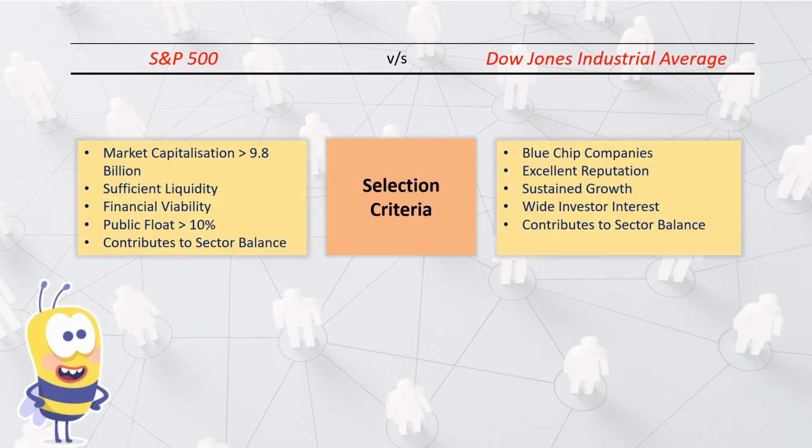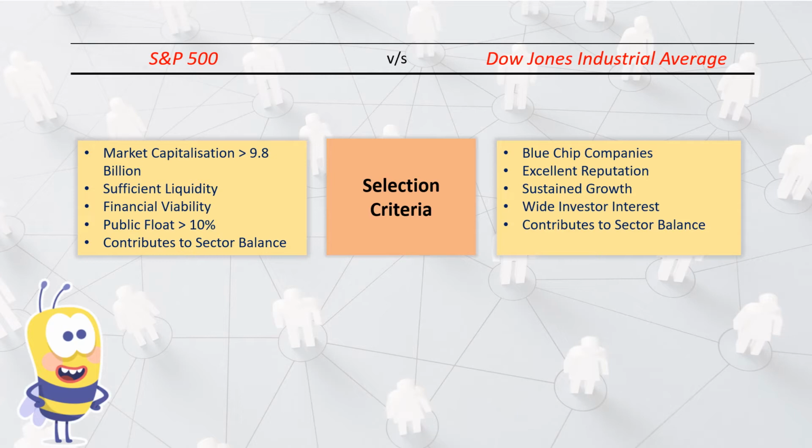Now if we look at the selection criteria, companies whose stocks are part of S&P 500 should have market capitalization of greater than $9.8 billion. Those companies should have sufficient liquidity and financial viability. The percentage of floating shares of such companies should not be less than 10%, and those stocks should contribute to achieving sector balance in the overall portfolio.